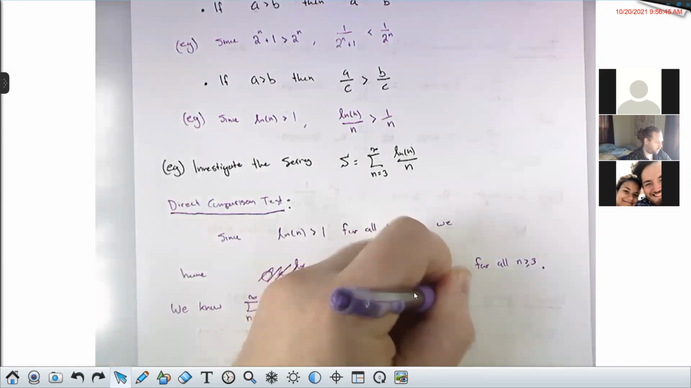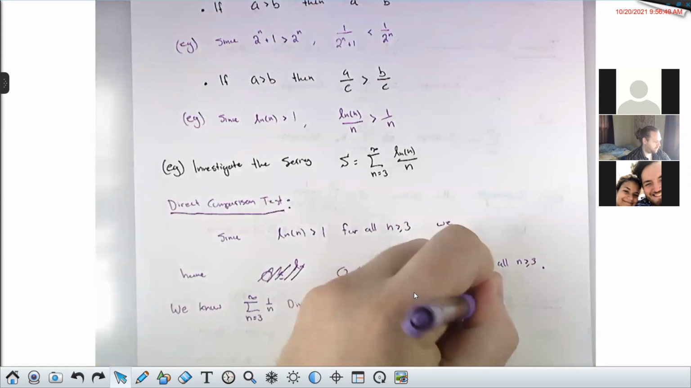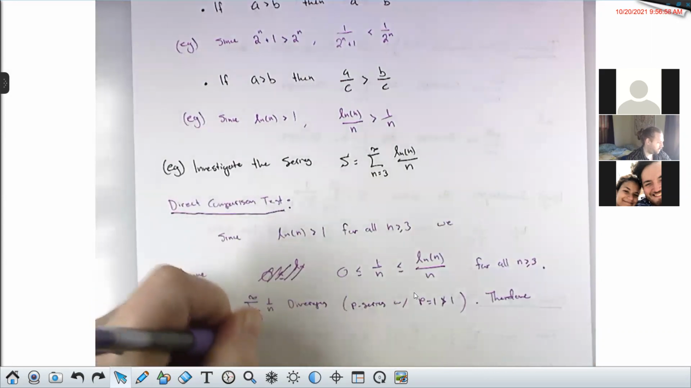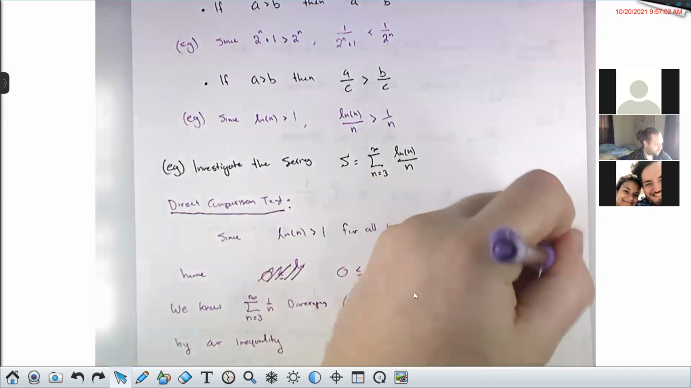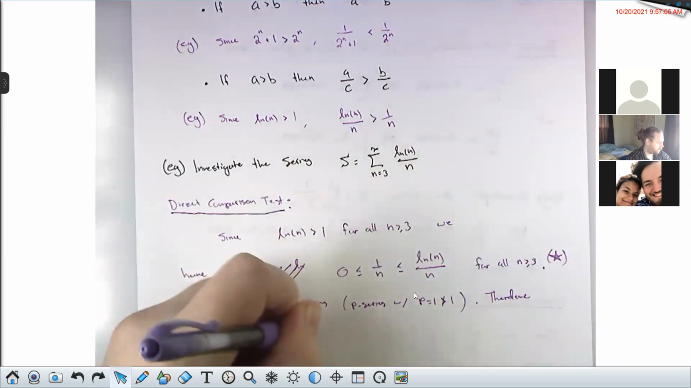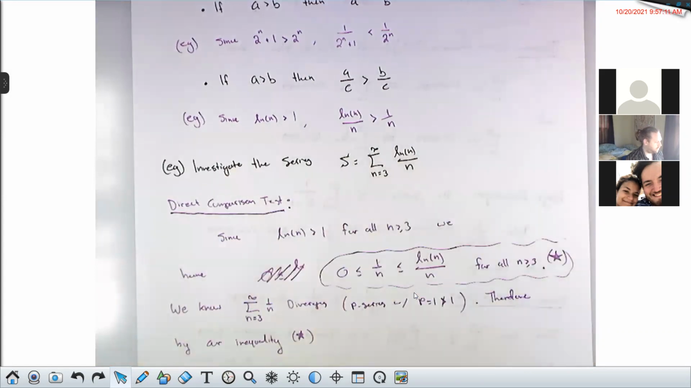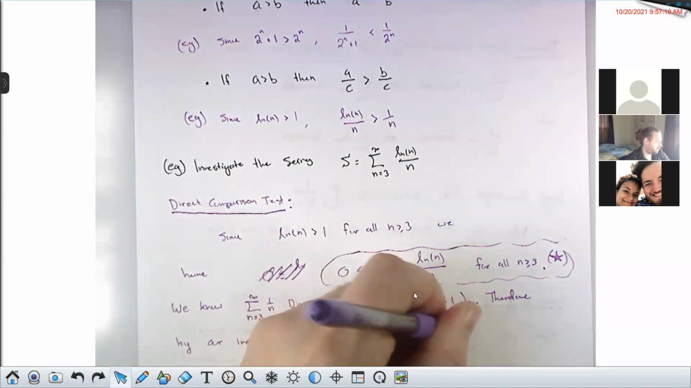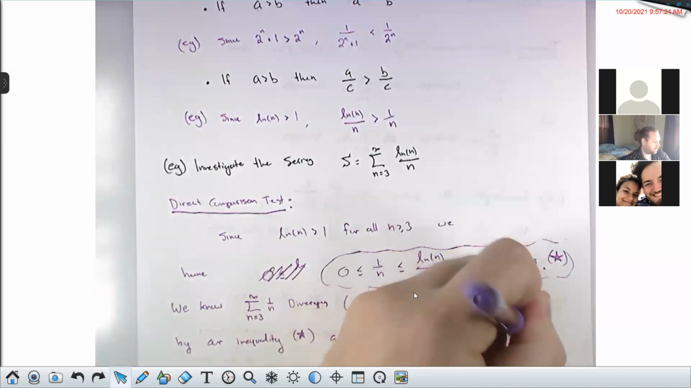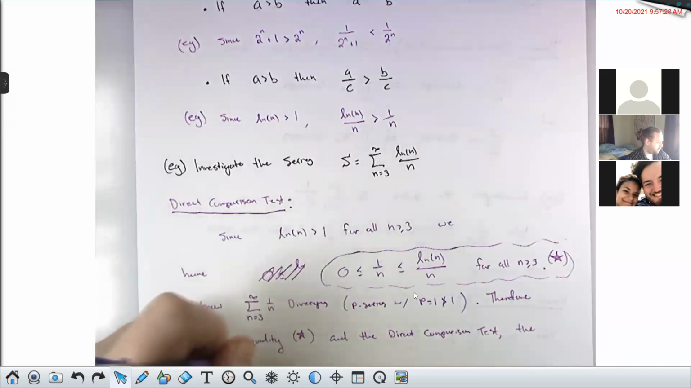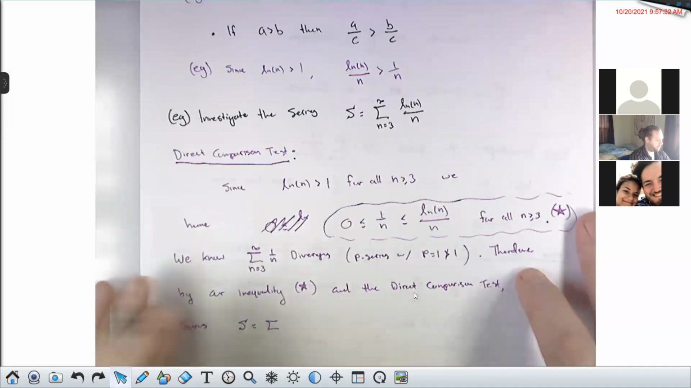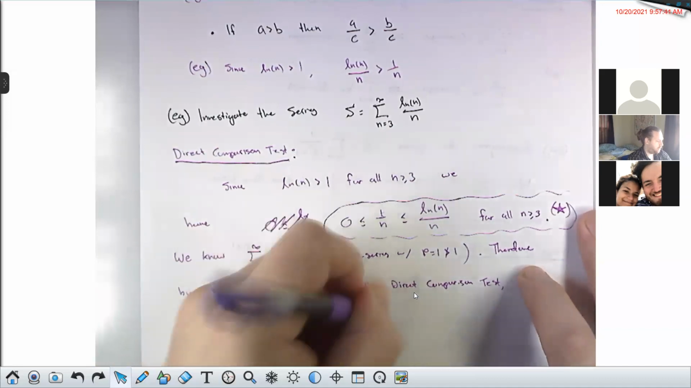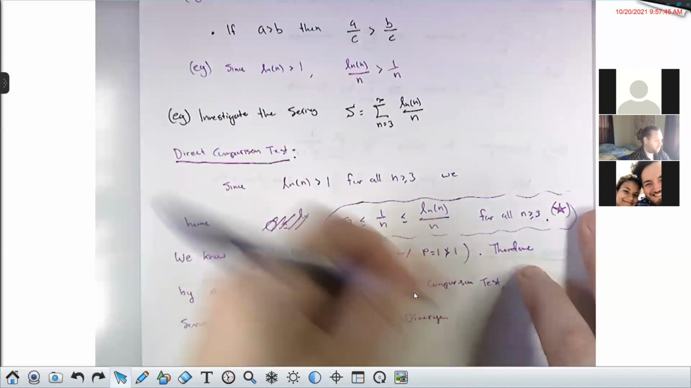And 1 is not strictly greater than 1. Therefore, by our inequality, this inequality, this guy, and the direct comparison test, the series S equals sigma n from 3 to infinity natural log of n over n must also diverge.